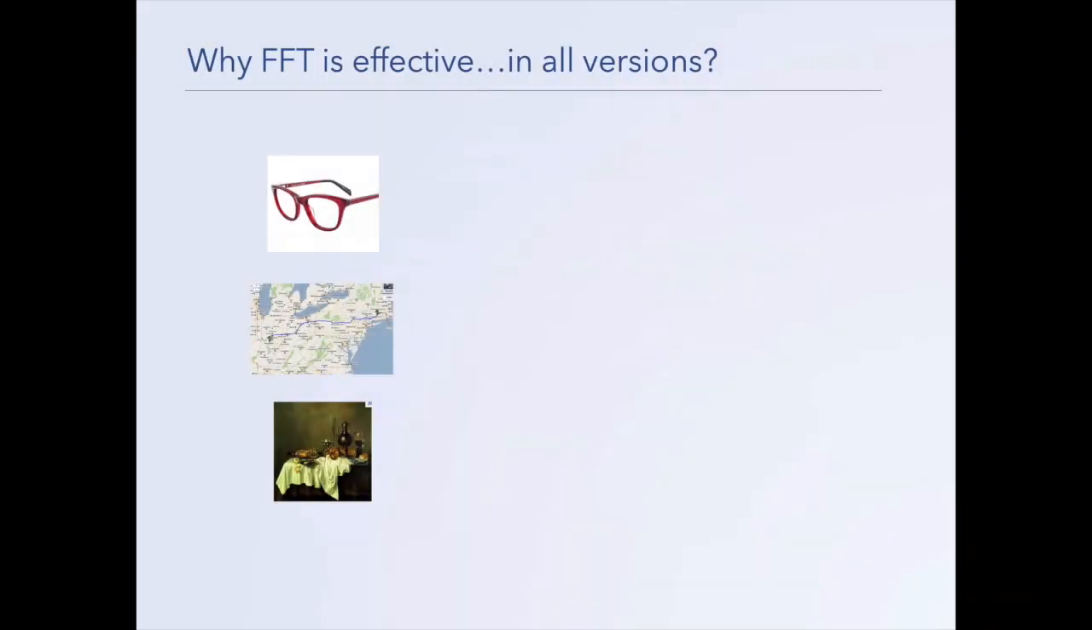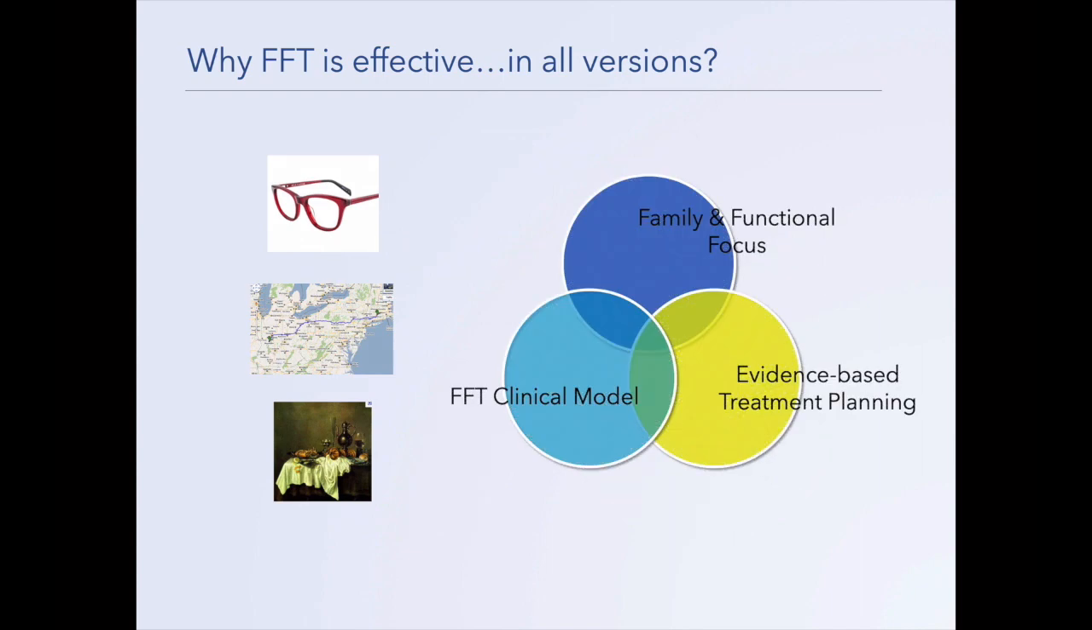And in all the versions of FFT, as we said before, it means that you have three tools to use. You have a set of lenses to look through. You have a map to follow, and we have some principles that allow you to be artistic and use your own creativity in applying the model to the differences and the unique variations in families. Again, a family focus for a lens, a model for a map, and art that incorporates evidence-based treatment planning so that you can come up with creative solutions along the way.